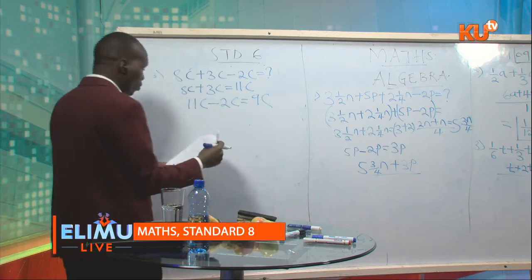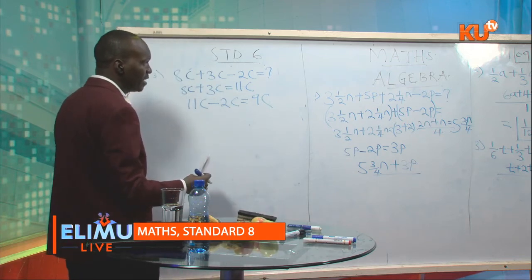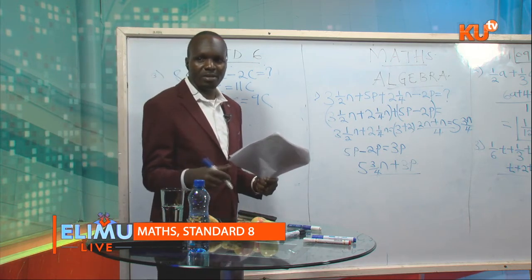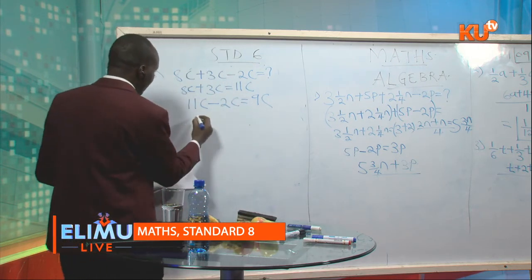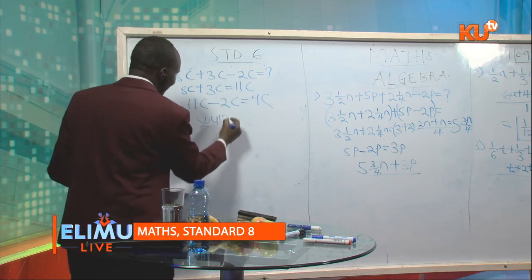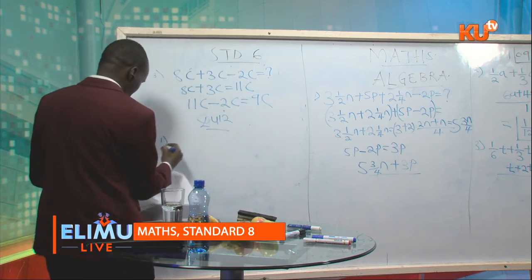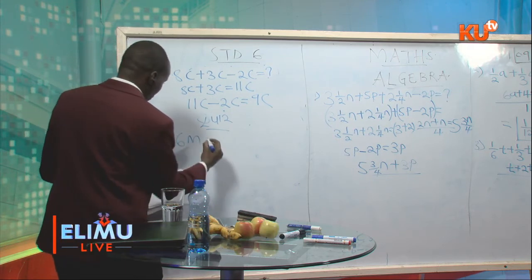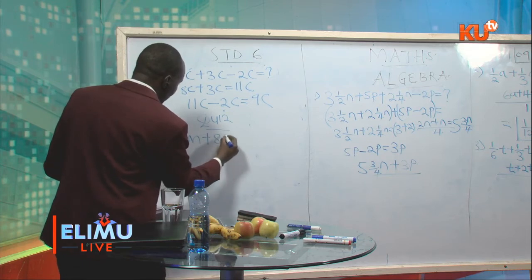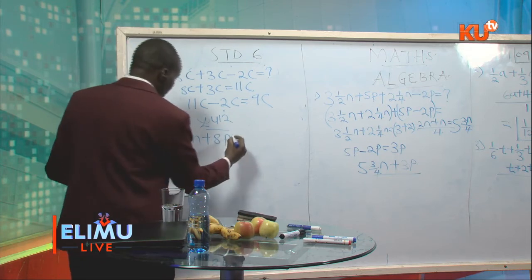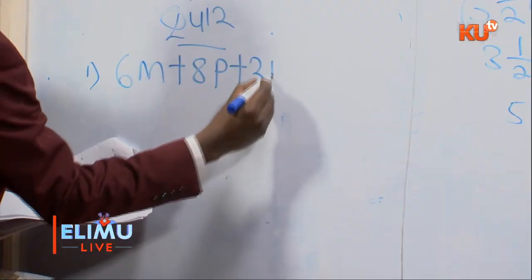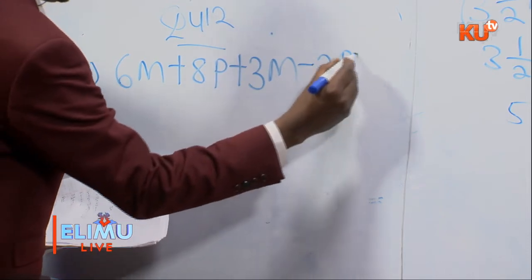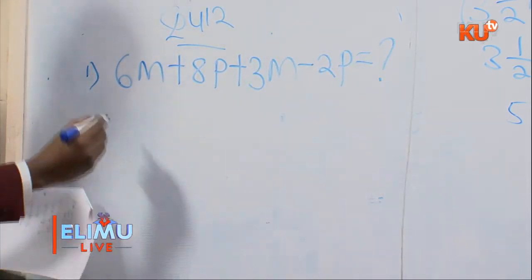Maybe let me give you 2 questions you can work out and send us. We have got the number which has been displayed on your screen. Work it out and send the answer. The quiz are as follows. The first one, 6m plus 8p plus 3m take away 2p. What do we get?